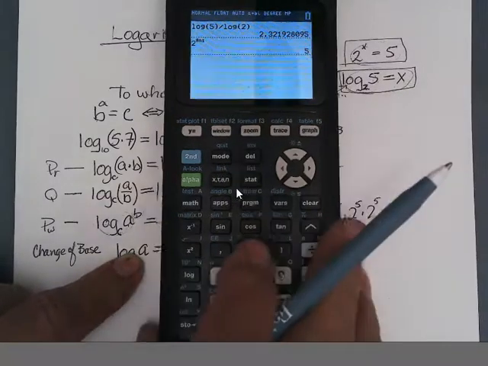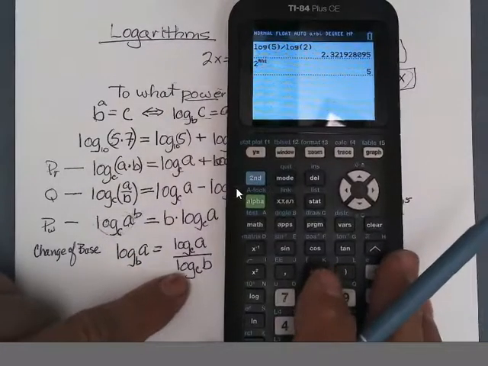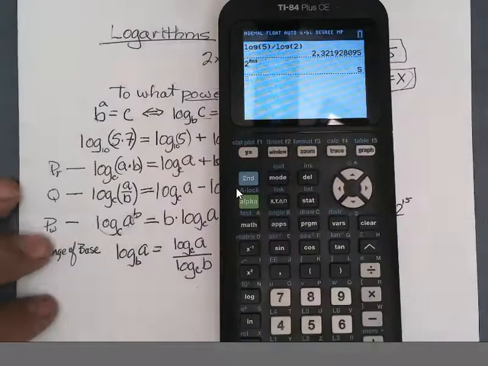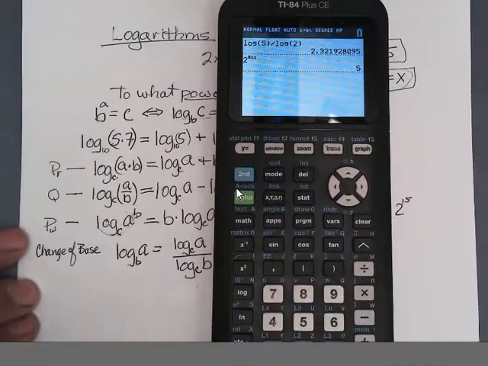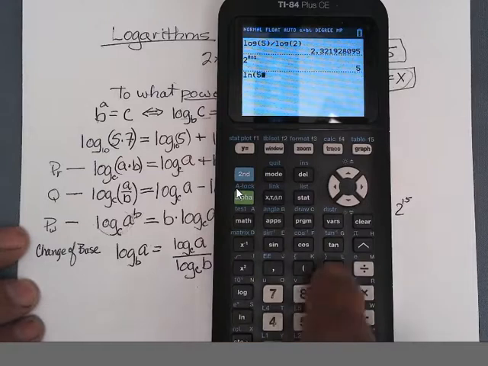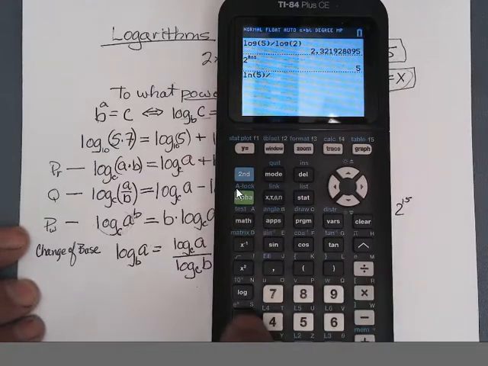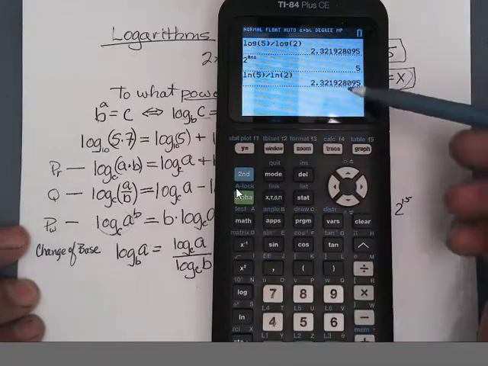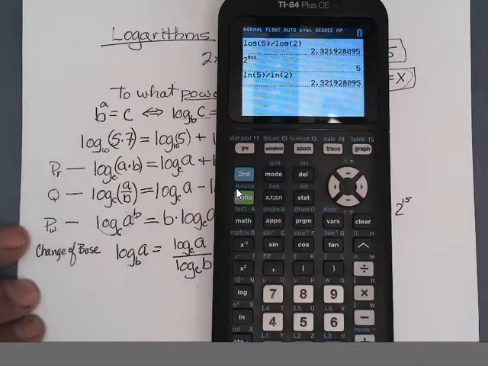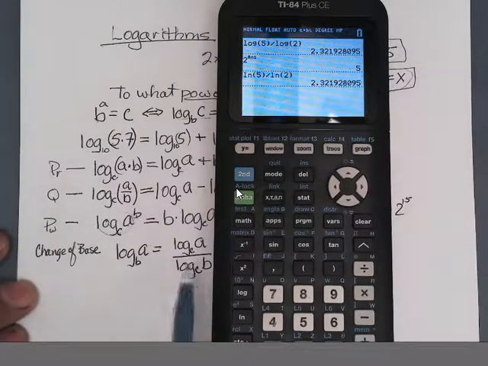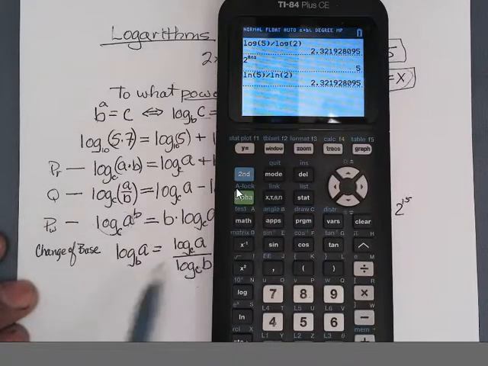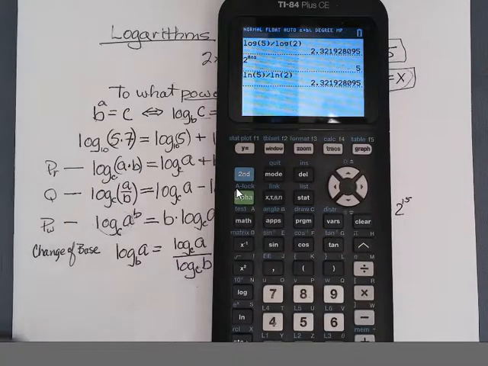Now I did it in base 10. Now I'm going to do it in base e, natural log. So I'm going to do natural log of 5 divided by natural log of 2. Notice I get exactly the same answer. So it doesn't matter which base, 10 or e, when I do this change of base rule. And it could be any other base if I wanted.